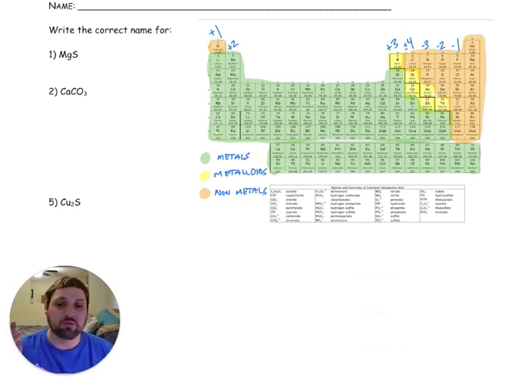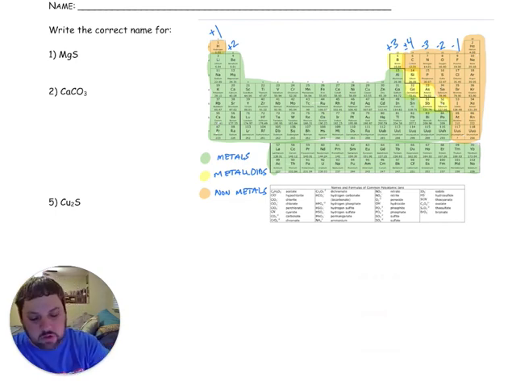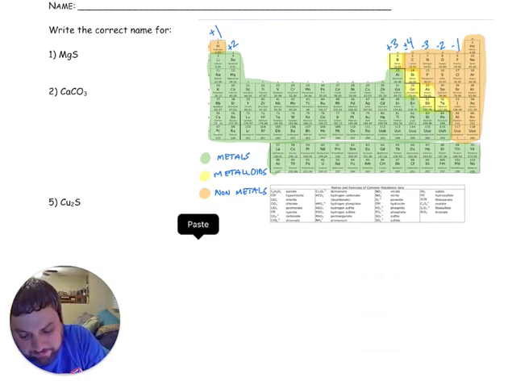So we actually have three different instances. We have our quote-unquote regular ionic compounds, if we look at number 1. We have our ionic compounds that have polyatomic ions, if we look at number 2. And if we look at number 5, we have our ionic compounds that include transition metals. And it is the same three basic steps that we are going to utilize to name all of these different types of ionic compounds. So let's take a look at our first step.